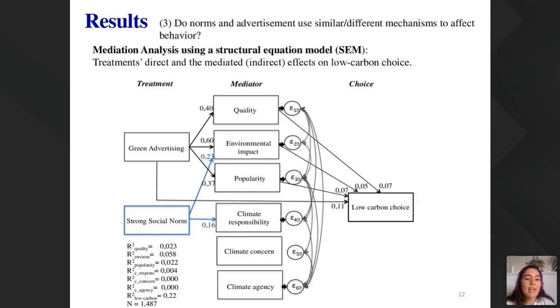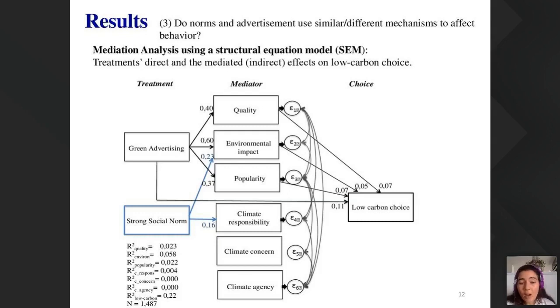So the idea was to see if the effect of these treatments was mediated by any of these variables, and this could explain further low carbon choice. So what the image is showing is that green advertisement effects are mediated by quality, environmental impact, and popularity. This means if I present you with green advertisement, your perception of all these characteristics is higher. You perceive a higher quality, you perceive it's more popular, and therefore the low carbon choice is increased by these variables. And we see that green advertising, independent of these variables, has a direct effect on low carbon choice.